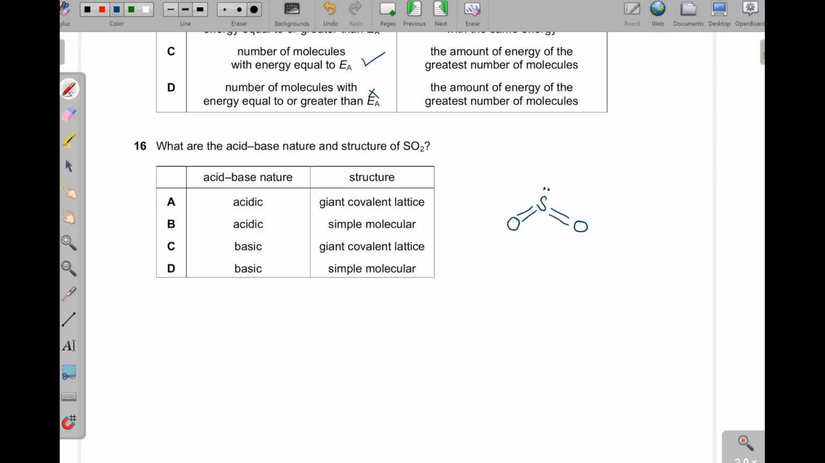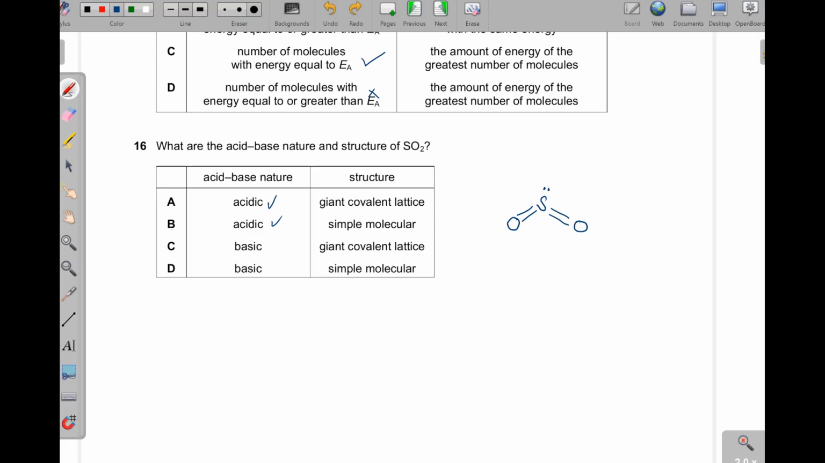Now we come to our answers here. They are saying acid-base nature. This one has to be acidic, okay? Because these oxides of period 3 elements from silicon, phosphorus, sulfur.